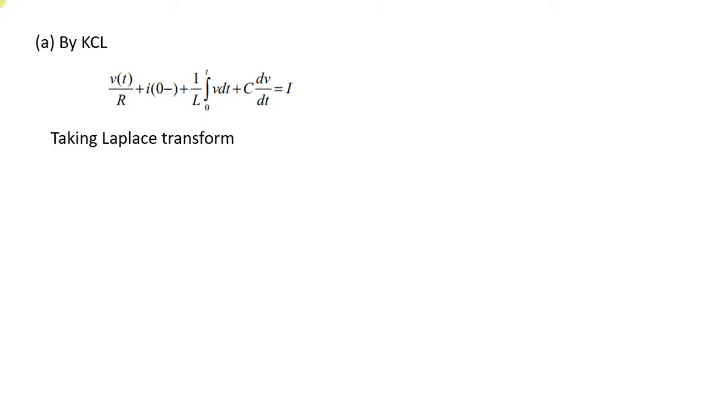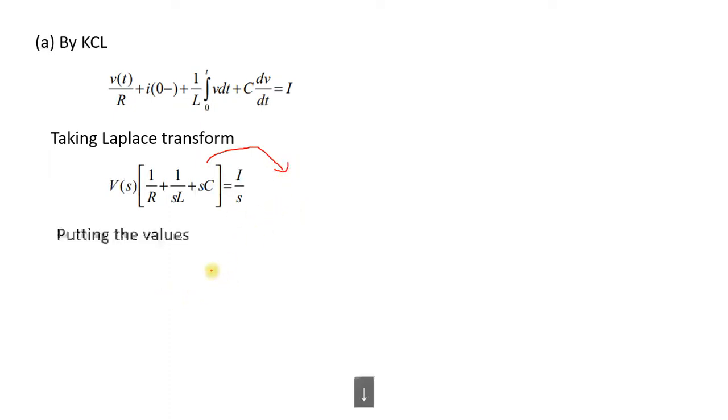So take the Laplace transform. The initial conditions are taken as 0, so the voltage equation looks like this: V of s into 1 by R plus 1 by sL plus sC, which is equal to I by s. Now this term is taken to the RHS, just multiplied by s and rearranging the equation, it looks like this, and substitute the values of R, L, C.